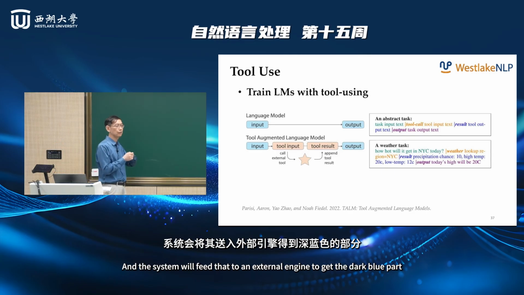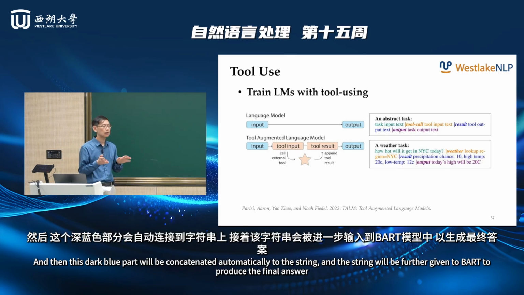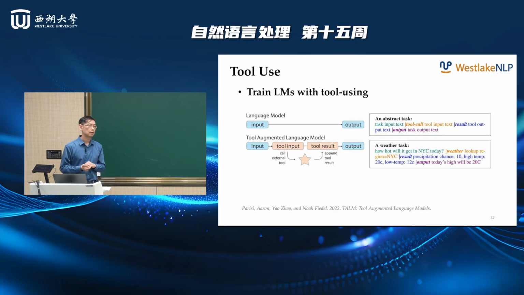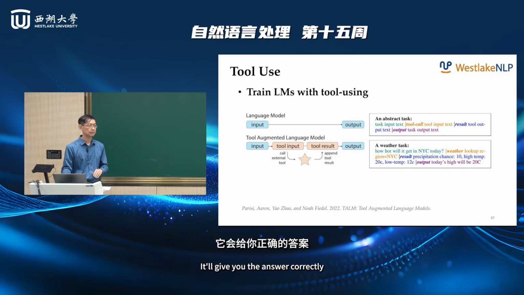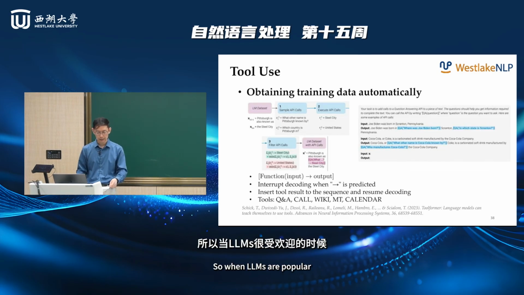And the system will feed that to an external engine to get the dark blue part, okay? And then this dark blue part will be concatenated automatically to the string. And the string will be further given to BART to produce the final answer. Okay, and if you train BART to do this process, it will give you the answer correctly. All right?